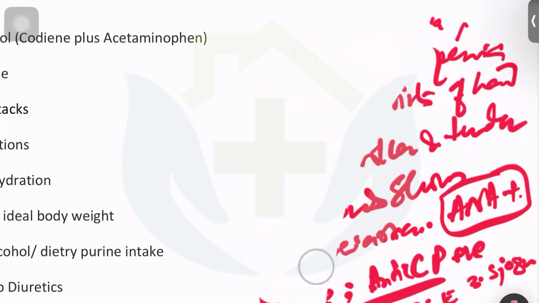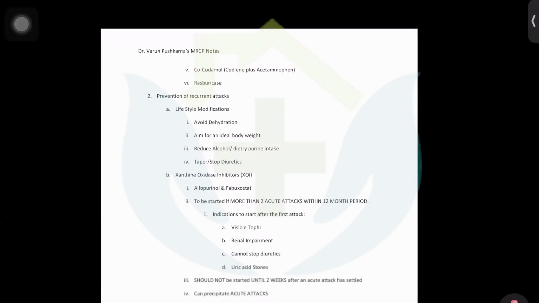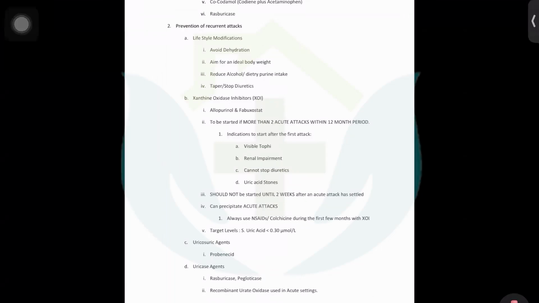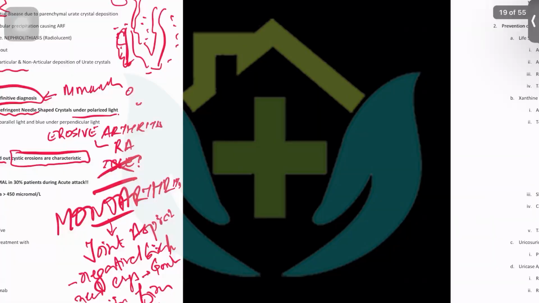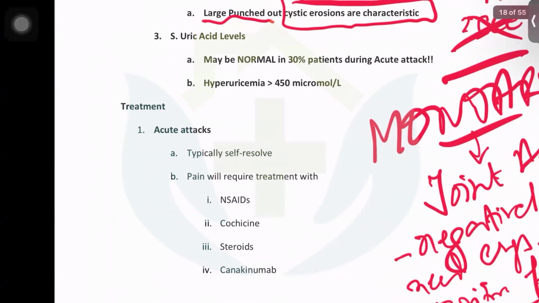Sir, why is there a skin rash? Rheumatoid arthritis can also have rash. So rheumatoid arthritis can have rash because of small vessel vasculitis usually. Okay?